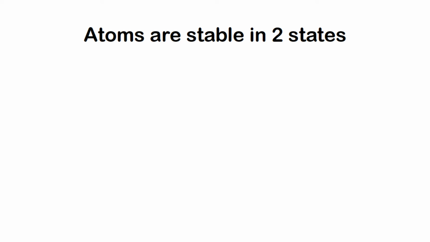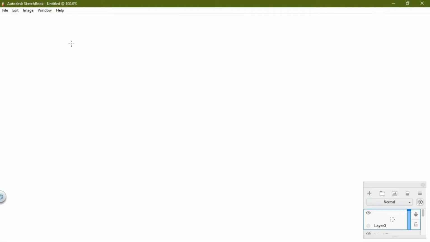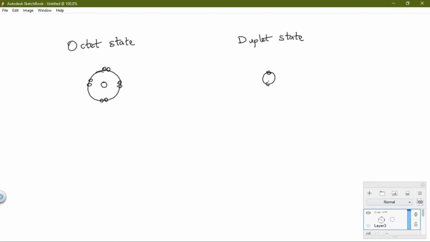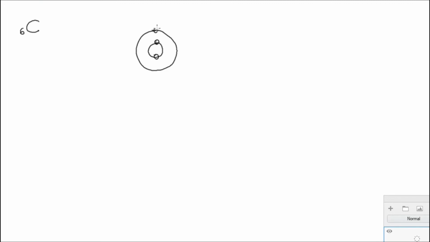And atoms are stable in two states, the octet state and the duplet state. The octet state is when the outermost shell has 8 electrons. The duplet state is when the atom loses all it has in the other shells or accepts electrons in order to retain the K shell with just 2 electrons and be stable. In order for carbon to be stable, it needs 4 more electrons to add to its shell.